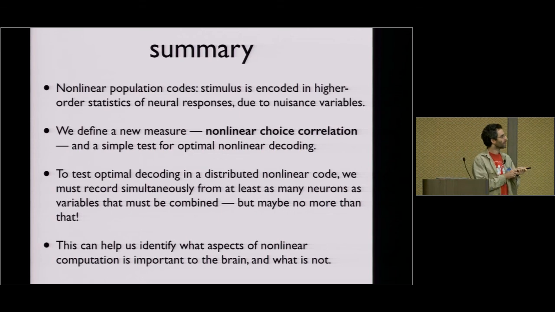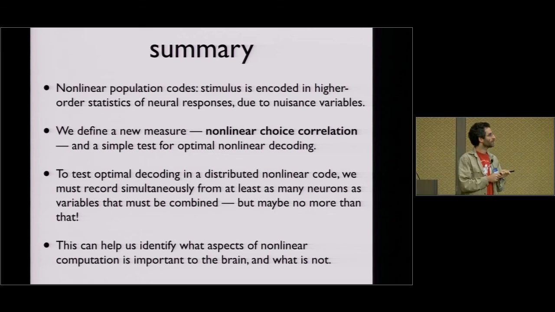So to summarize, nonlinear population codes are crucial for natural tasks. The stimulus is encoded in higher order statistics of the neural responses in this distributed manner due to nuisance variables. And so we can define a new measurement which I call nonlinear choice correlation, and a simple test for when this tells you about optimal nonlinear decoding.